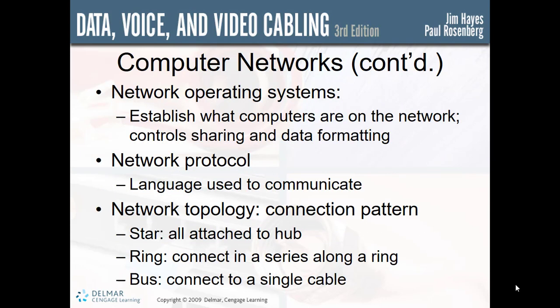Now, just as computers have an operating system that controls all of its hardware and allows applications software to run on the computer, networks have operating systems that control the flow of information on the network. The network operating system establishes what computers are on a network, what peripherals they share, and how data is formed for transfer. It even detects and corrects errors in data caused during transmission.